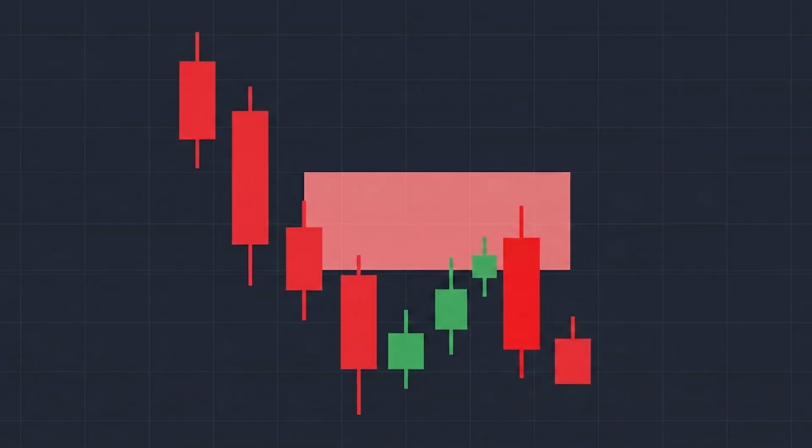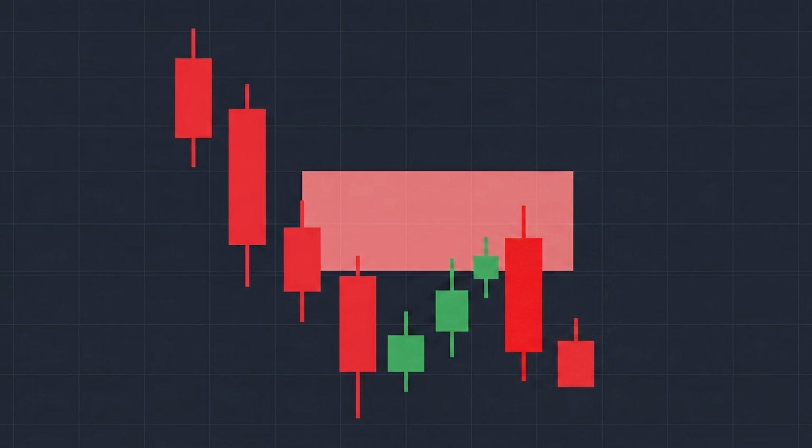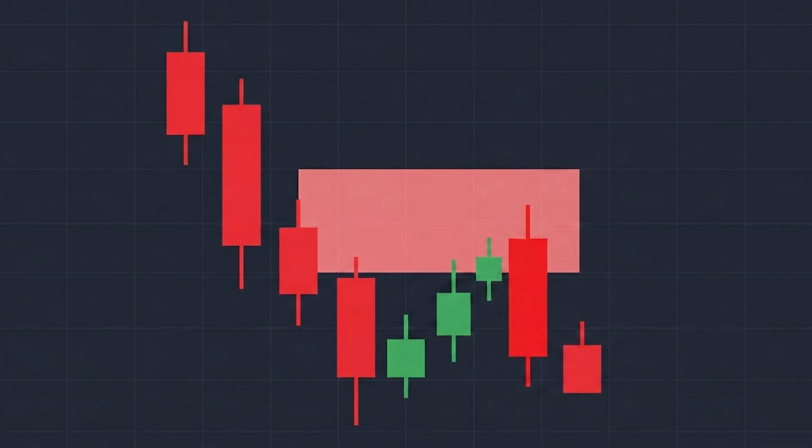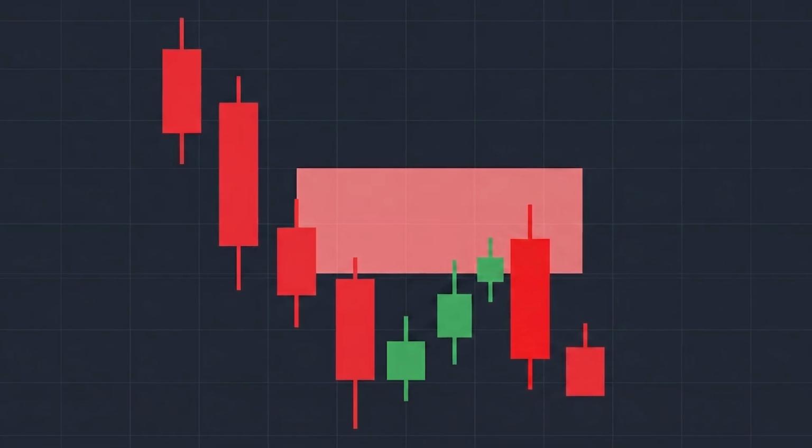And just like in the bullish case, the market doesn't like empty zones. It tends to return there to fill the gap. A bearish imbalance also works like a magnet for price. When you see such a window above on the chart, it's a potential zone where price will most likely return later. That's where traders look for entry points to sell.